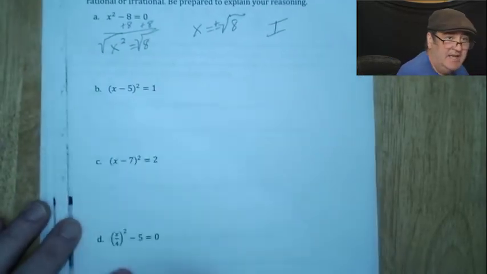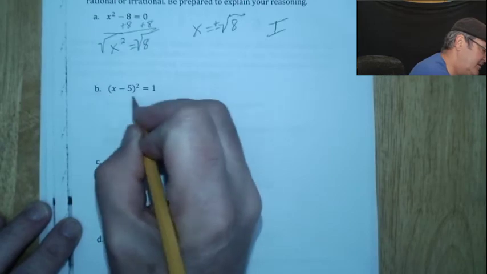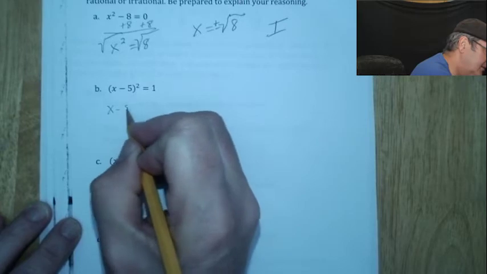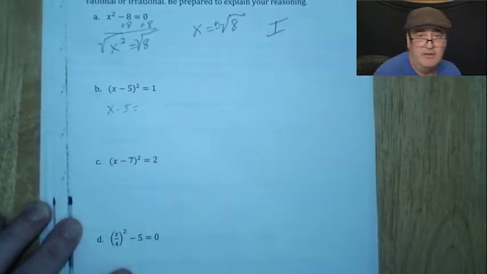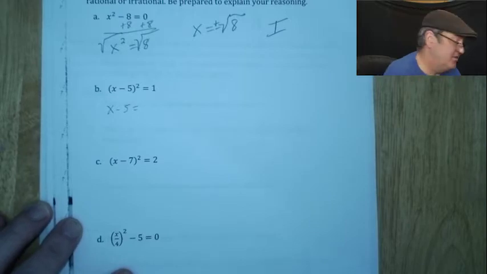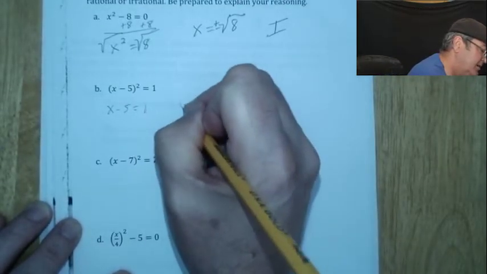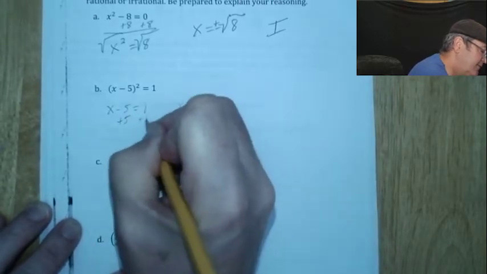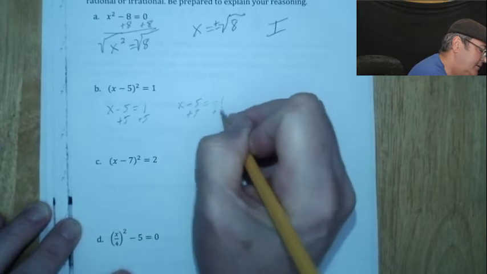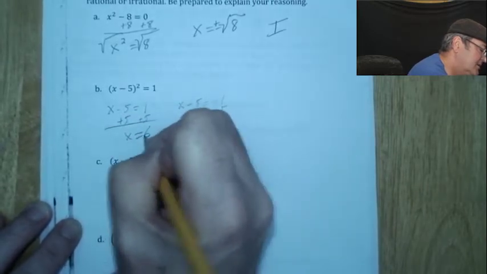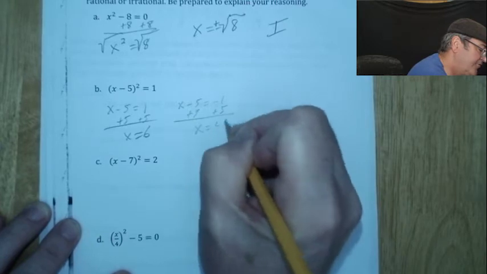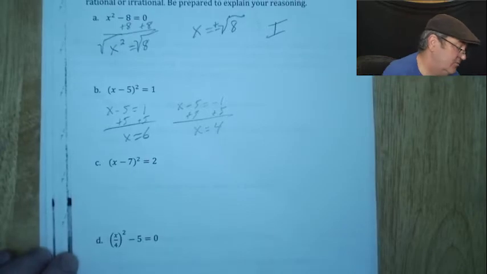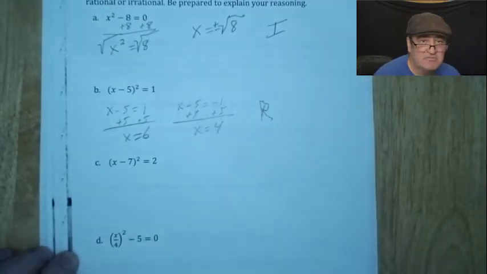This one, x minus 5 squared equals 1. This is already simplified down to 1 squared. So if we take the square root, x minus 5 will equal, what is the square root of 1? Plus or minus 1. Either one of those will multiply to 1. So either x minus 5 equals 1, or x minus 5 equals negative 1. Add 5, add 5. So either x equals 6 or x equals 4. We knew that one. That was the one graph we had that was whole numbers. So we knew that was rational. We had an exclamation mark after that one.